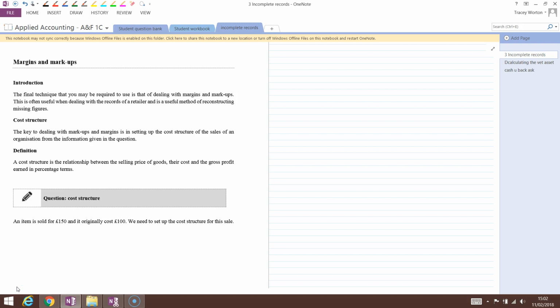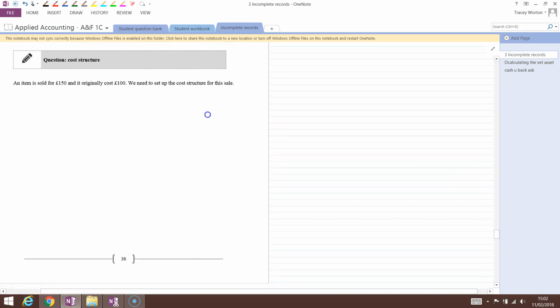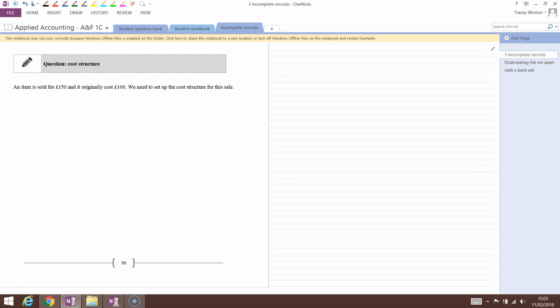given in a question. The cost structure is the relationship between the selling price of the goods, their cost, and the gross profit earned in percentage terms. So if we actually have a look at a short example below, so we have an item sold for £150. It originally cost £100, so we need to set up a cost structure for this particular information.